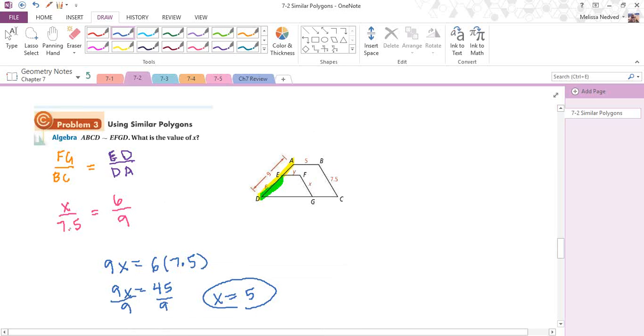If you wanted to check it, is 5 over 7.5 the same thing as 6 over 9? You can multiply 5 over 7.5 by 2 to get 10 over 15 to get rid of that decimal, and then reduce 10 over 15. You're going to get 2 over 3, just like with 6 over 9. You have that scale factor of 2/3. You found your missing side.